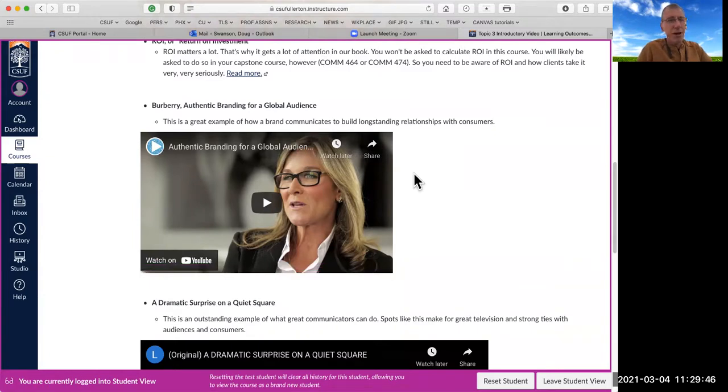Burberry, authentic branding. You know, advertising is about branding, as is public relations, but advertising is about branding of a product or a service so that people can viscerally, emotionally identify with it. So give a lot of thought to branding. Think about branding in terms of you.